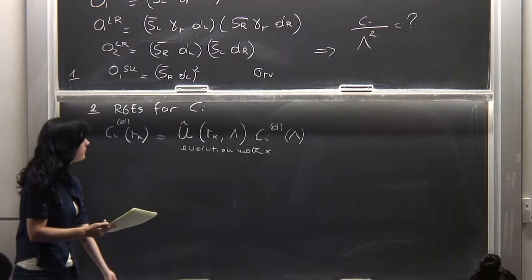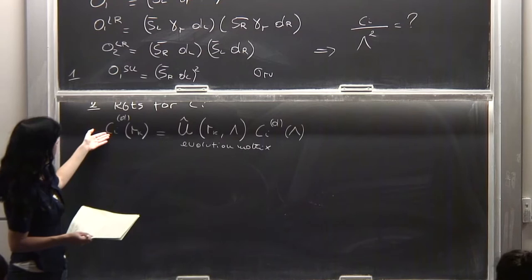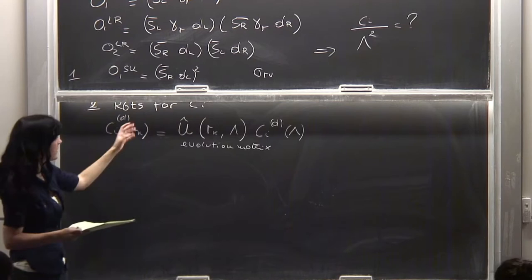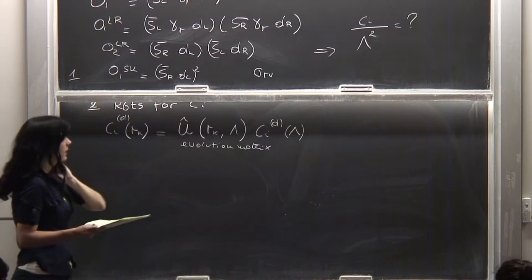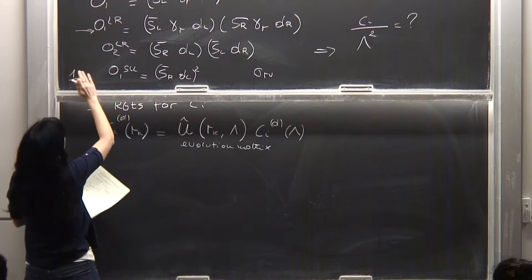Here I'm highlighting that this U is a matrix, because in general, what we can demonstrate is that these Wilson coefficients are mixed. So some of these operators will mix under renormalization group equations, okay? And therefore, this U is a matrix. As an example, I can show you, let's take this operator here, and this operator here.